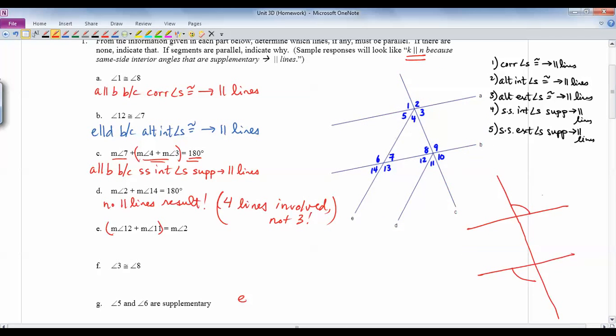If you look at it, these are on opposite sides of the transversal, so they're alternate. And they're not interior, right? They're not in here. They're on the outside of the 2 lines. So they're alternate exterior angles, and they're congruent. So that gives us parallel lines. That's going to be A and B again. A is parallel to B because alternate exterior angles that are congruent give us parallel lines.